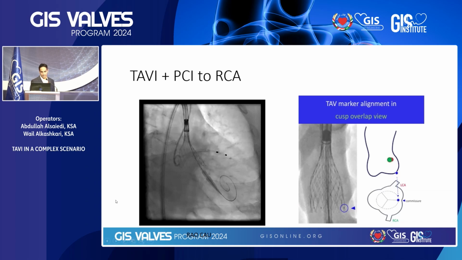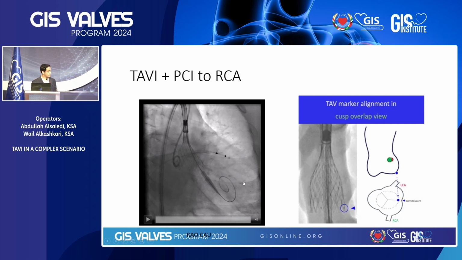Another important consideration with the new valve is using the dots to guide your deployment. The dots are going to help you. You're going to go with the cusp overlap view, to look for the three dots' position in relation to this view. Sorry, Abdullah.